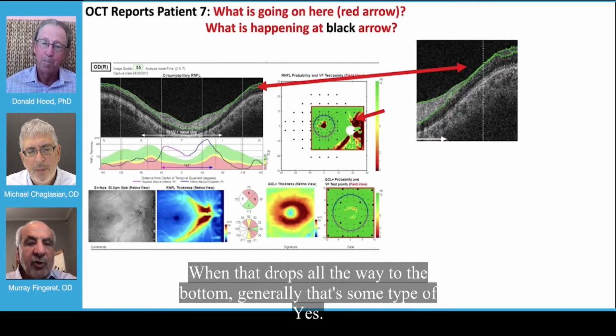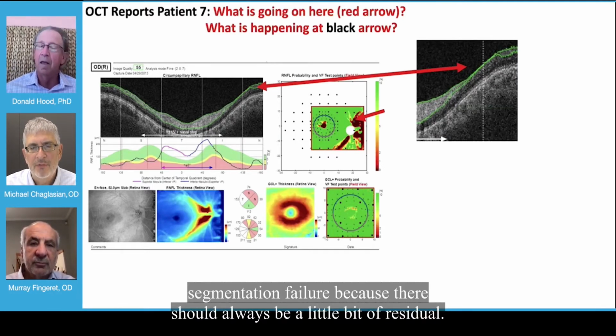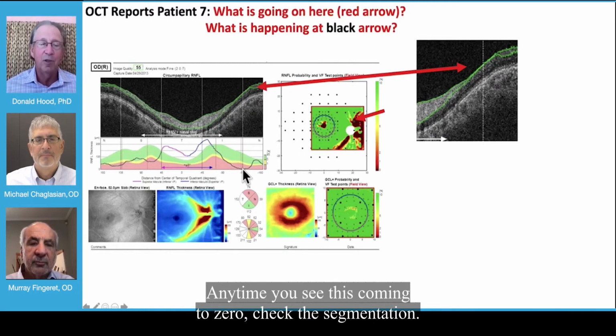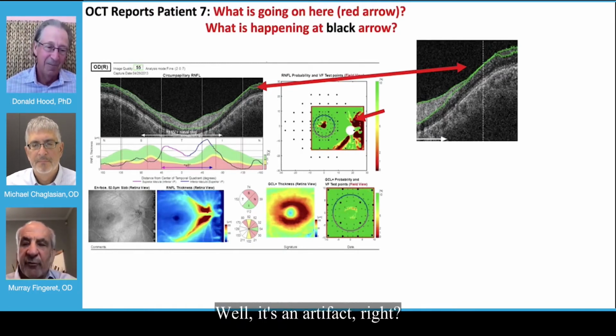Yes. When that drops all the way to the bottom, then generally that's some type of segmentation failure, because there should always be a little bit of residual. That is a great point that I try to remember. Anytime you see this going to zero, check the segmentation. Well, it's an artifact, right?